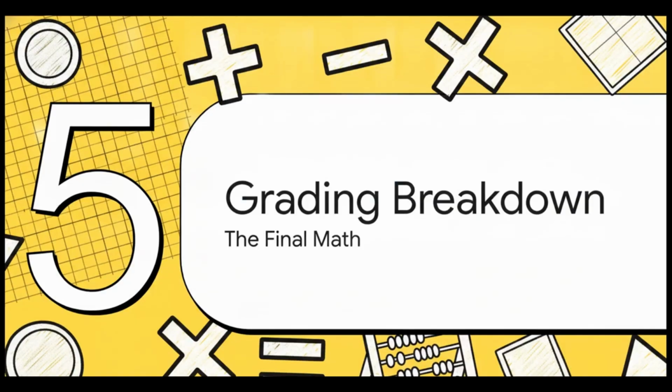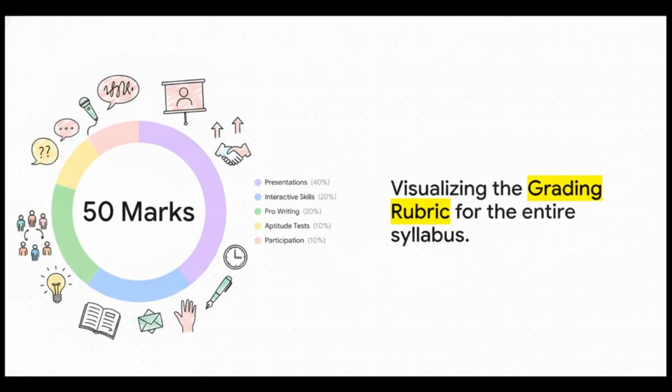Let's jump to Section 5, the final grading breakdown, where we look at the math behind all of this. We are looking at a 50-mark total pie for the course. Now, while active participation and aptitude tests are definitely important, they're worth 5 marks each. A massive 40% of your entire grade hinges purely on presentations. You've got 10 marks dedicated to professional writing, which covers the letters and the SOP, and another 10 marks for interactive skills, covering the group discussion and the mock interview.